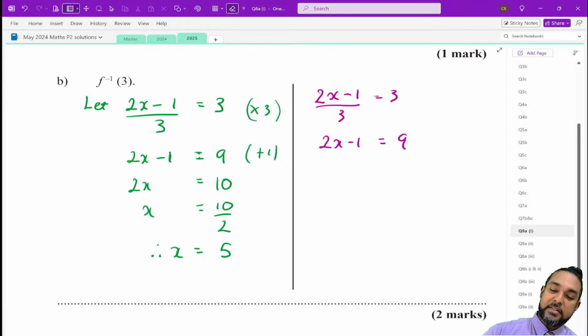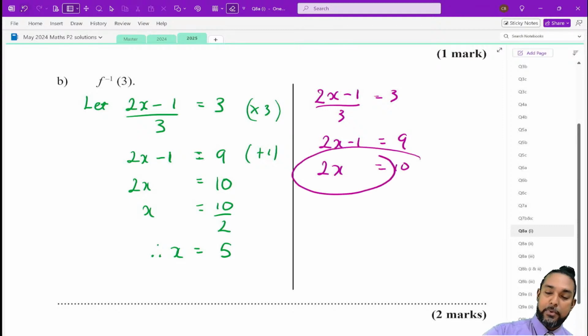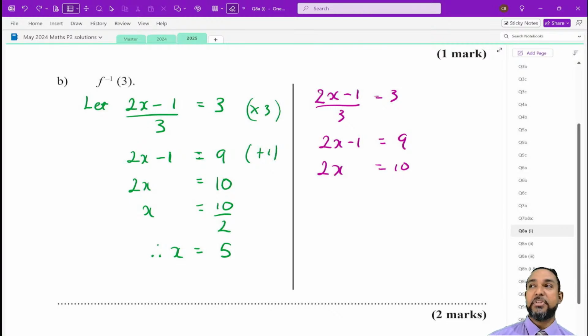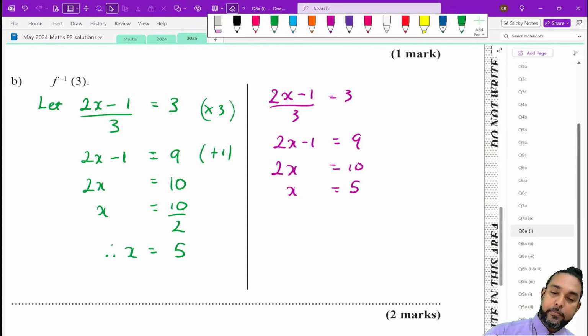Next, I'm saying that some number minus 1 is 9. What's the only number I could subtract 1 from again? 10. So 2x has to be equal to 10. And this is saying 2 multiplied by something is equal to 10. What's the only number I can multiply by 2? Correct. That's equal to 5. Right? And I'll show you one more way.